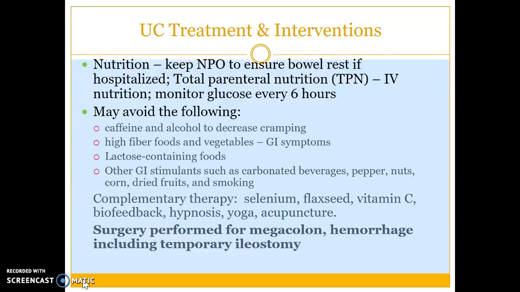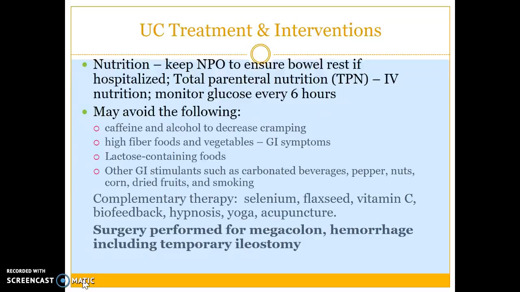Lactose containing foods like milk products tend to cause more diarrhea with some of these patients. And then other GI stimulants, some of which we've already talked about, should be avoided as well. Some people will have complementary therapy just to try to cope with and handle some of the symptoms also. Selenium, flaxseed, vitamin C. Some people will have hypnosis, take yoga, or have found acupuncture or biofeedback helpful.